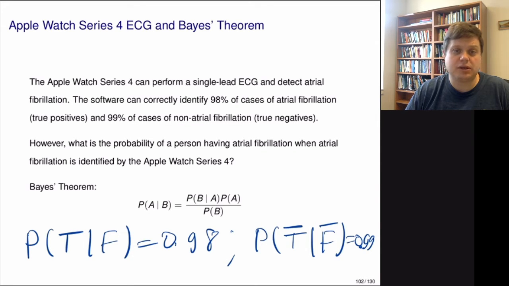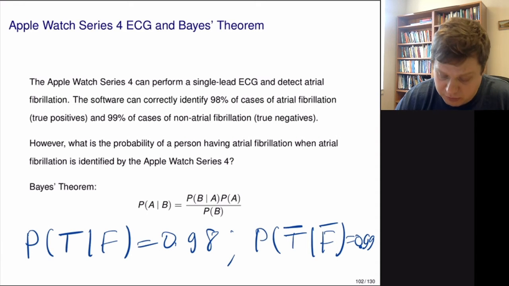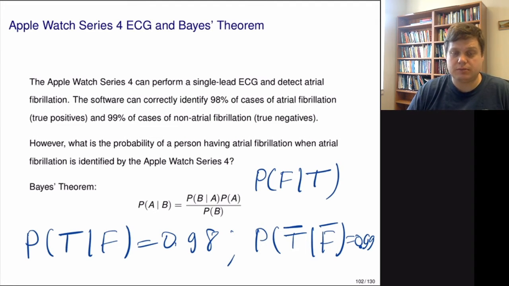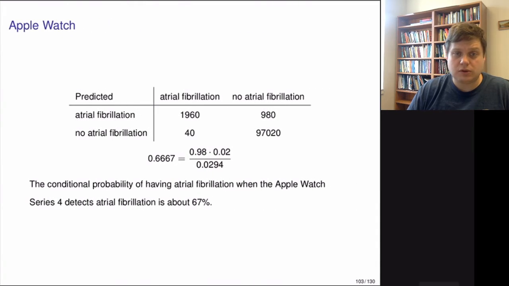However, what we're interested in is the probability of a person having atrial fibrillation when atrial fibrillation is identified by the Apple Watch Series 4. We're going to use the Bayes rule to perform those calculations. So what we're interested in calculating is the probability of atrial fibrillation, given that the test from the Apple Watch was positive. Okay, so we're just going to apply the Bayes rule.